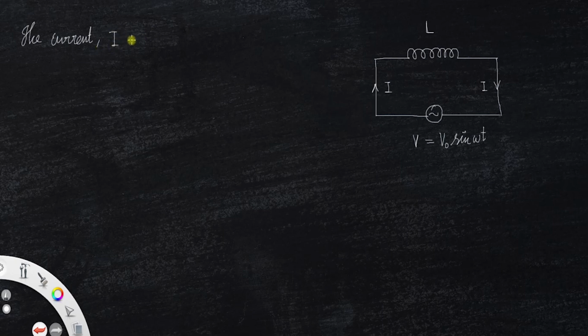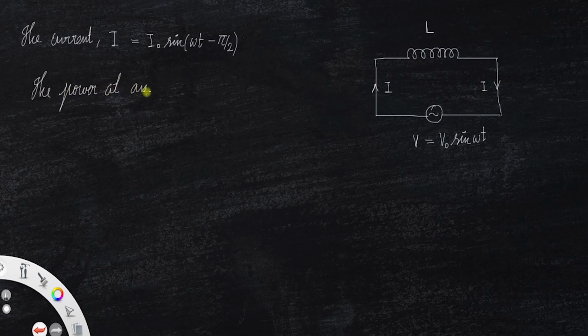Now we have the current I in the circuit. We already discussed that current always lags behind the voltage in an inductive circuit. So I can write I equal to I0 sine omega t minus pi by 2, and clearly that lag is pi by 2. That is, the current always lags behind the voltage by a phase of pi by 2. We discussed this.